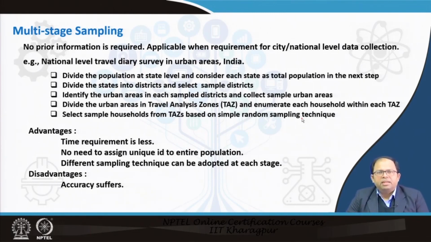We can break the sampling procedure into different stages. We can first select states. From states we can select districts, and we can take only a few sample districts. Then within each district we can again break it into different urban areas. Then we can take only sample urban areas, and within that we can do normal random sampling. We can adopt random sampling techniques, and that will actually reduce my time, and we don't need to assign a unique ID to the entire population. We can reduce it to the TAZ level.